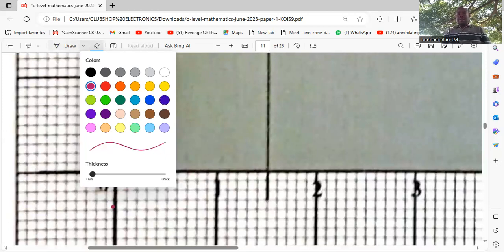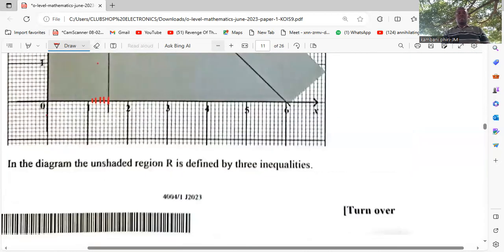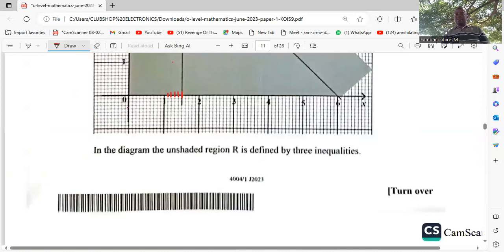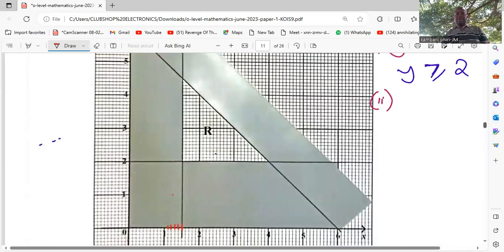So now, because we already have 1, we need this line. So say 1.1, 1.2, 1.3, 1.4, 1.5. That is 1.5, all right? So that's 1.5. Meaning that the equality will be, since it's passing through the x-axis, x is equal to 1.5, right?